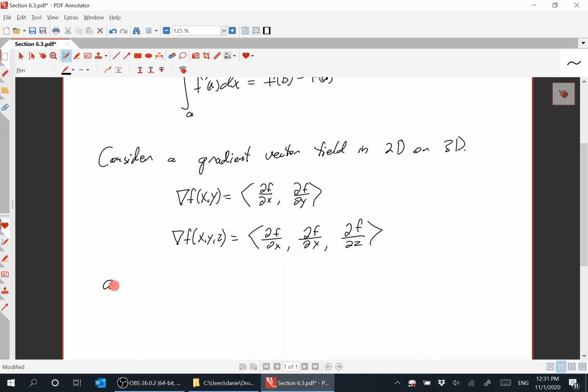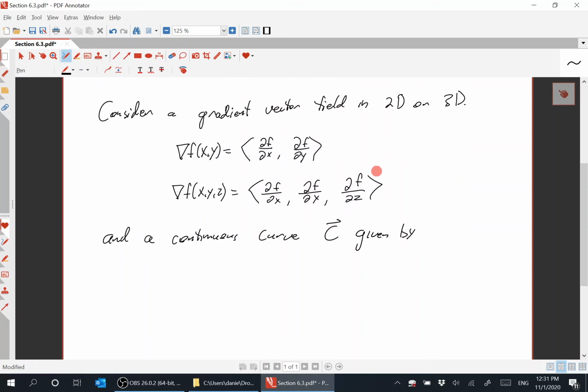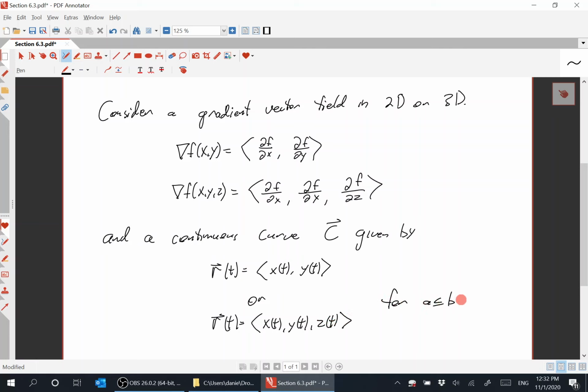And a continuous curve, not broken, C, given by either r of t in two dimensions, which is given by x of t, y of t, or in three dimensions x of t, y of t, z of t, for t between a and b, a less than or equal to t less than or equal to b.